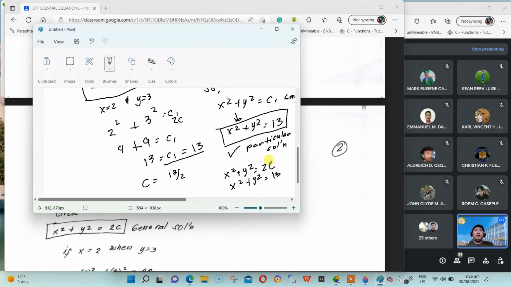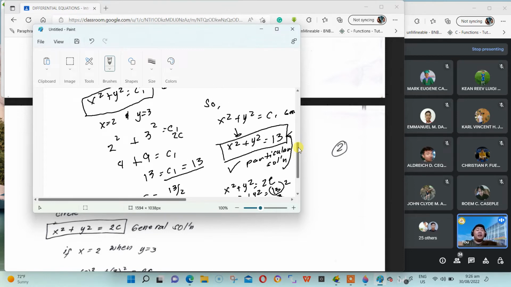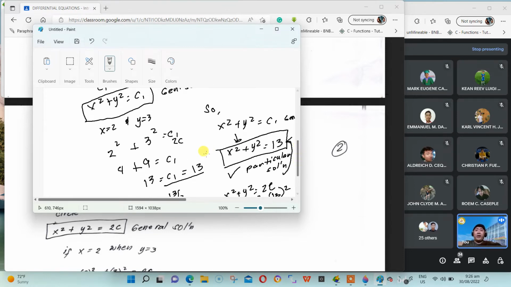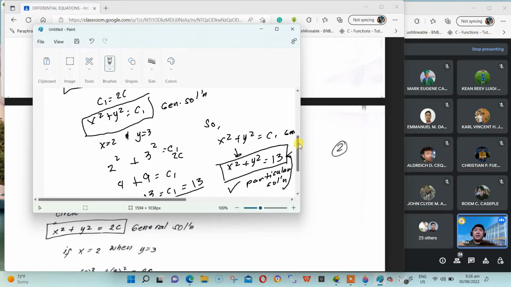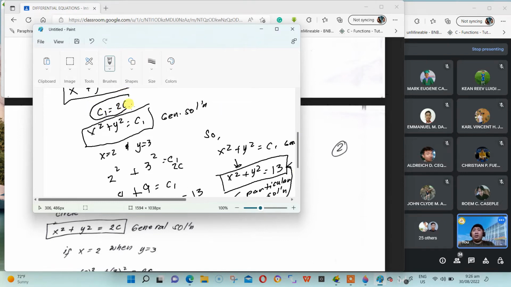So your 2c is just equal to 13, or if you want it to be specific, that is 2 times, that is 2. So still equivalent to this one. That's why books prefer to equate the arbitrary constant that is multiplied or divided by a constant value into just a single arbitrary constant. Because again, an arbitrary constant will hold any values.